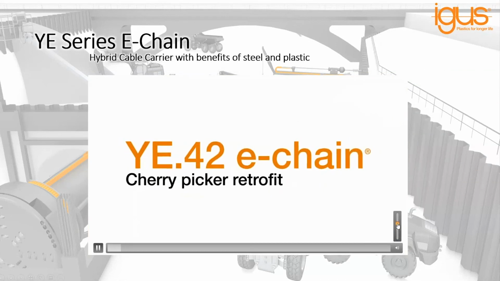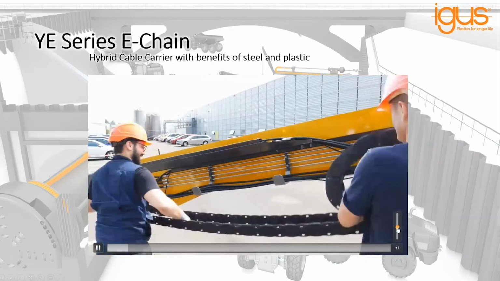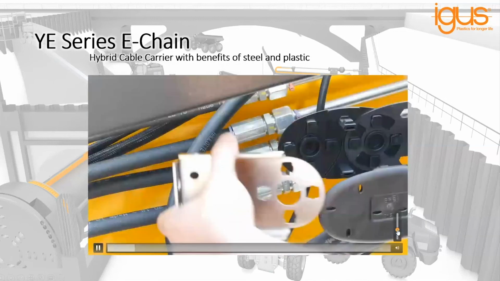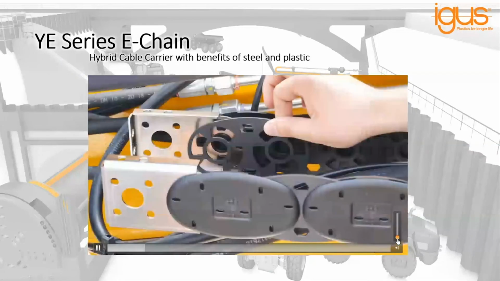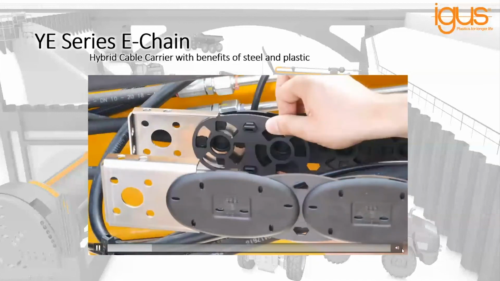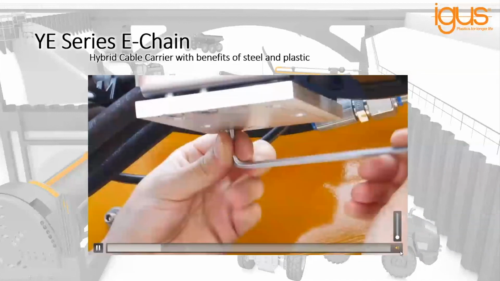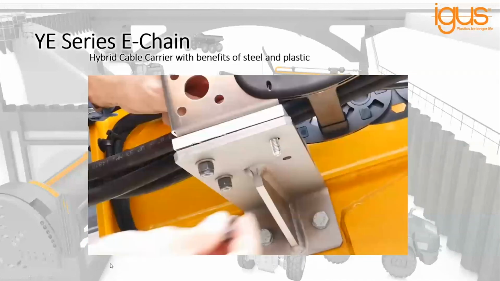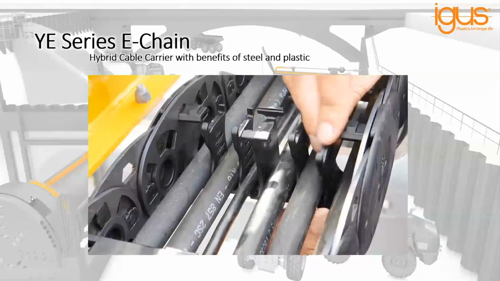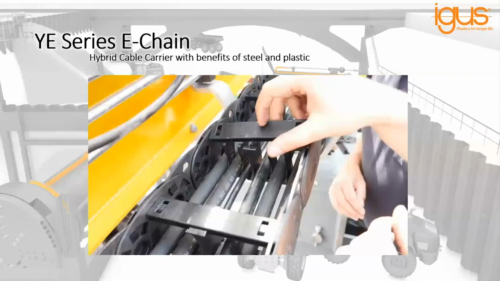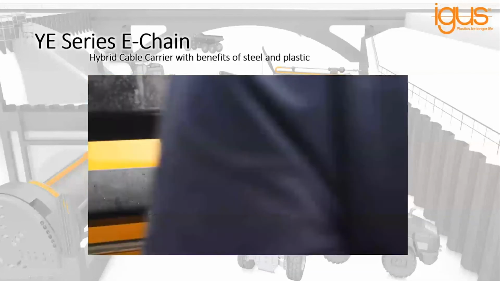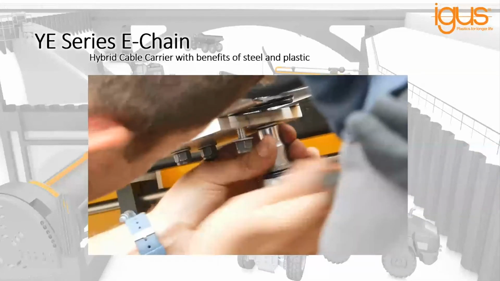Continuing on, we did speak about how steel cable carriers do offer a longer unsupported span, and that is something that's difficult to overcome with a purely plastic energy chain. So another new product from igus that we've recently developed is the YE series of energy chains, which is a hybrid cable carrier that offers both the benefits of plastic and steel.